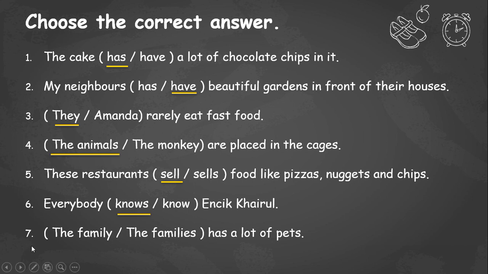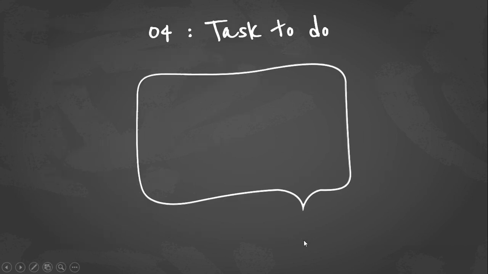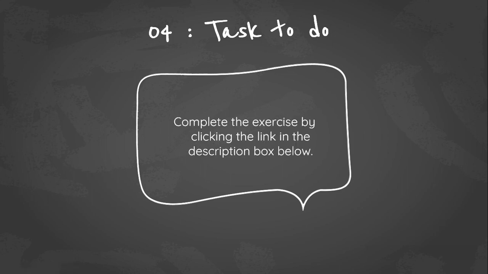And finally, number 7. The families has a lot of pets. So the answer is the family. Well done, everyone. I hope you managed to get all the correct answers. Now, let's move to the next activity. Activity 4. Task to do. Please complete the exercise by clicking the link in the description box below.